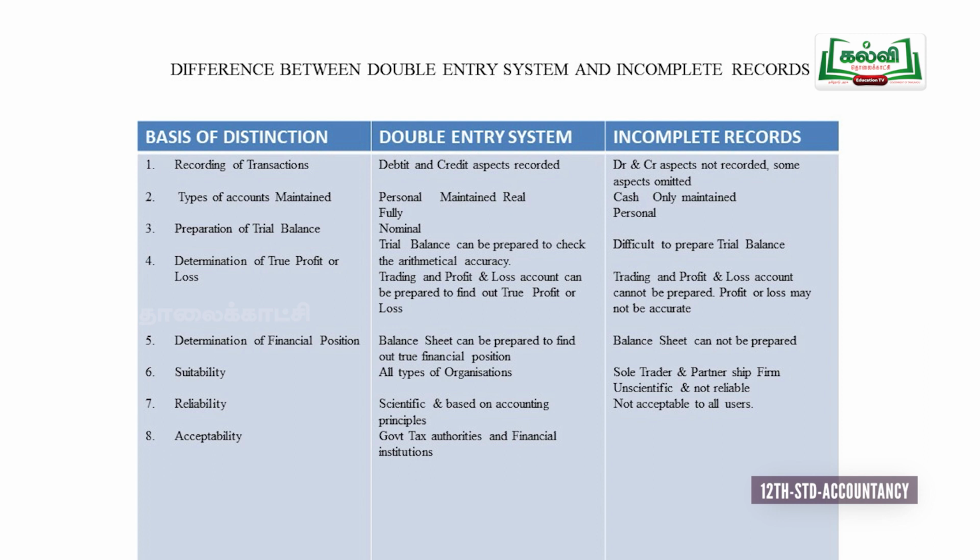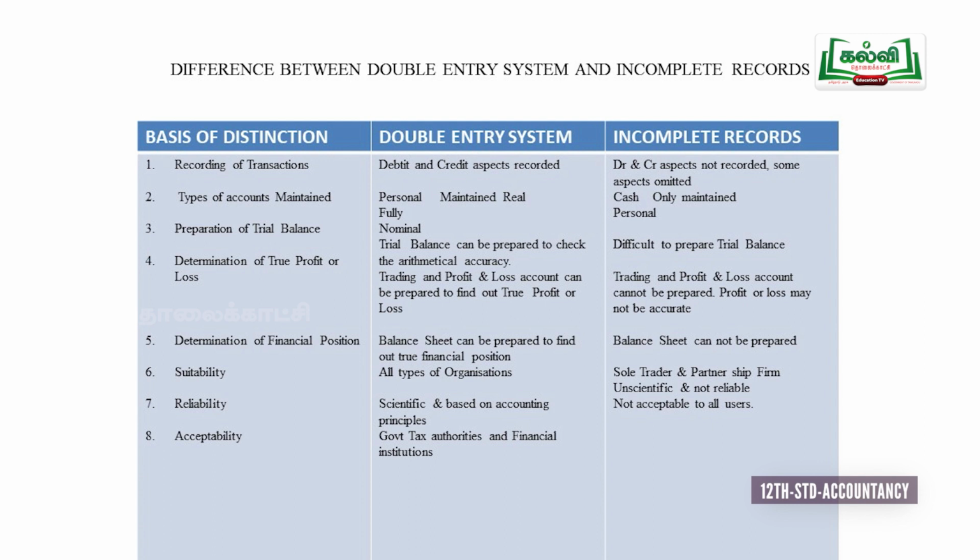Next we pass on to the fifth point, determination of financial position. Financial position of companies can be ascertained only when we are preparing the balance sheet, because in the balance sheet we have the accurate value of all assets and liabilities. So this is possible. But in case of incomplete records, the preparation of balance sheet is not possible. It cannot be prepared because all the assets and liabilities are recorded only at estimated value.